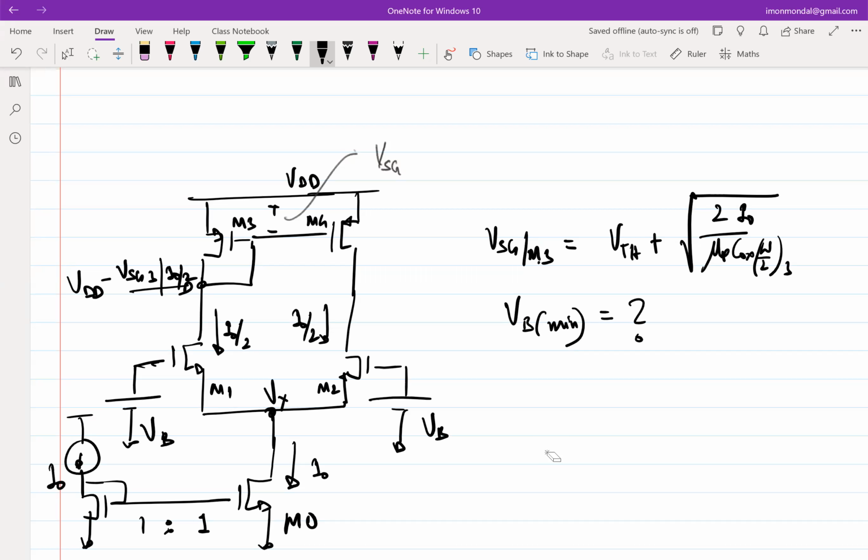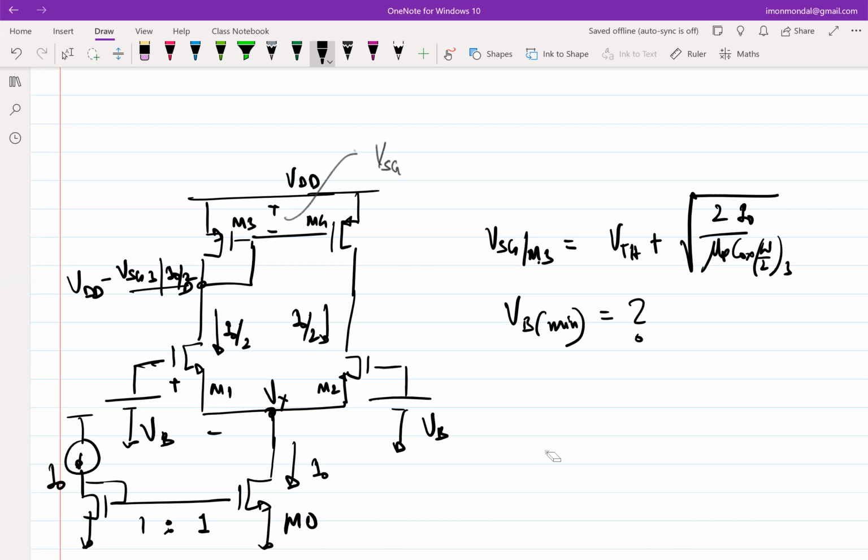So now let's say we reduce VB. What can go wrong? Yes, Arun. Vx, what's going to happen to Vx? Go down or go up? It will go down. It will go down at what rate essentially?